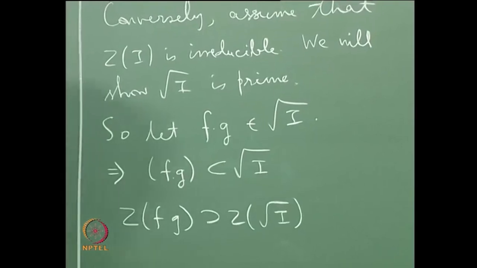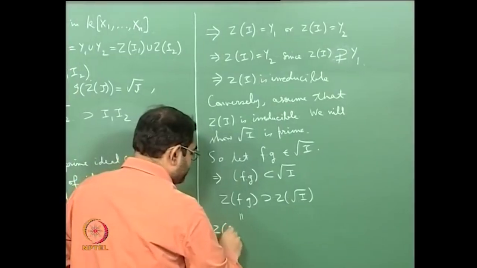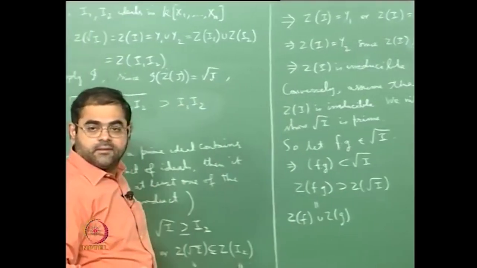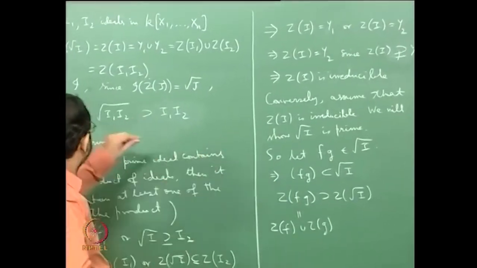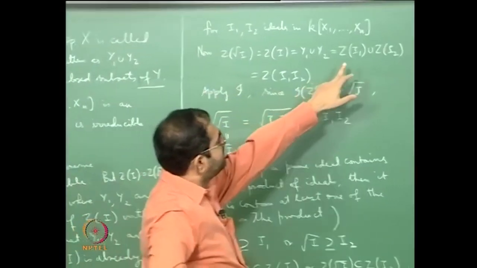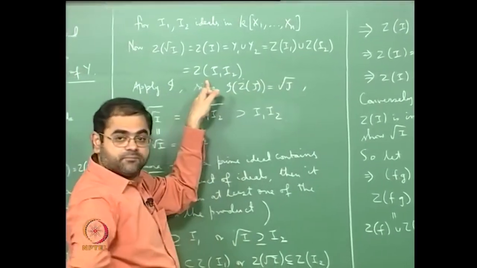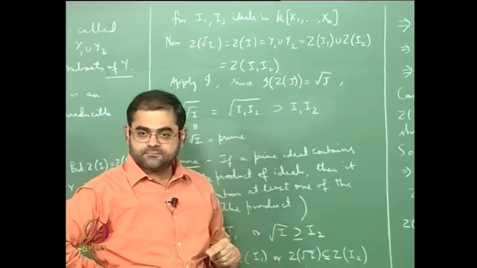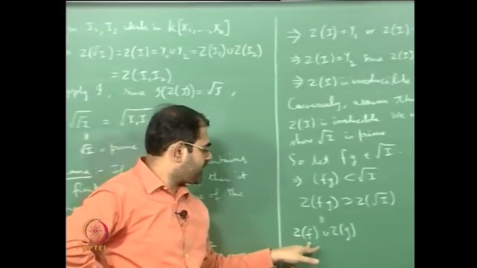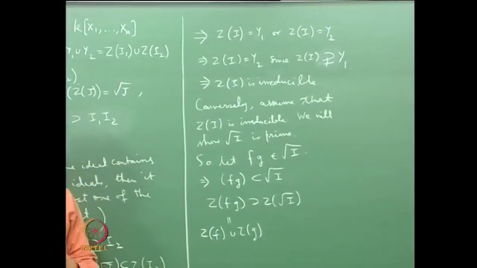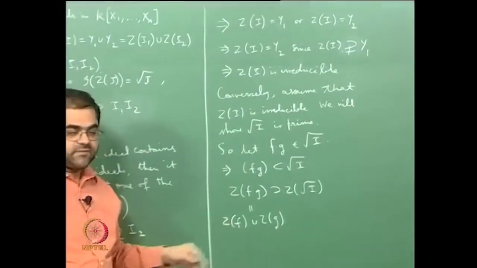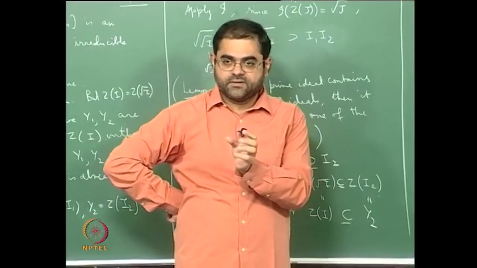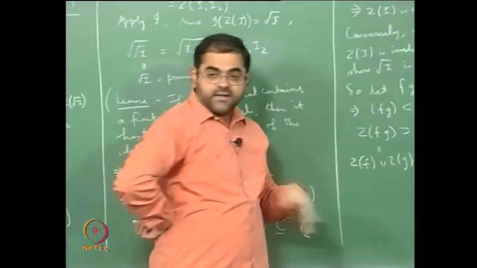Okay, and you know Z of fg is just Z of f union Z of g. This is exactly the same statement that Z of I1 union Z of I2 is Z of I1 I2. So Z of fg is Z of f union Z of g. Okay, and of course when I write Z of f for a single element f, by that I mean Z of a single element f is the same as Z of the subset consisting of the single element f, which is also the same as Z of the ideal generated by f.